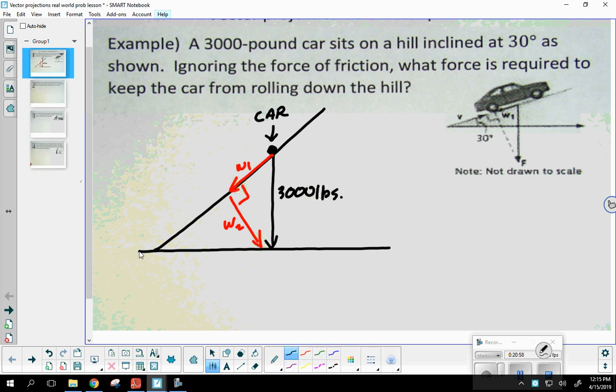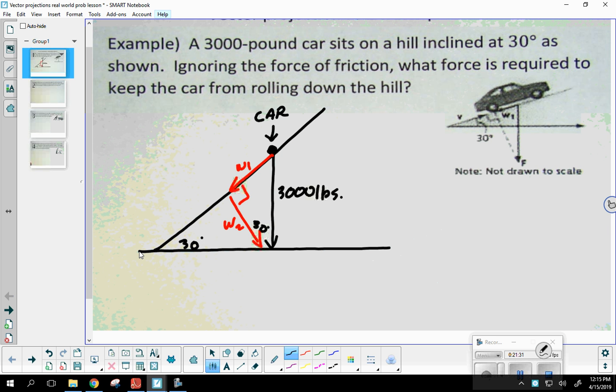Well, what's the incline of the hill? It's 30 degrees. So I'm going to go ahead and put 30 degrees right here. But remember, in this diagram, this bottom angle right here is always going to be the same measure. So if I want to know how many pounds of force is going to keep the car right where it is on the hill, all I need to do is find the magnitude of W1, just like I did a moment ago. So we're just going to use right triangle trig.